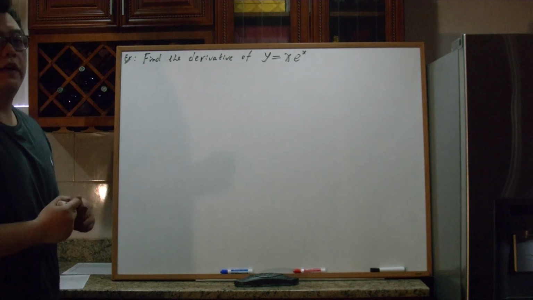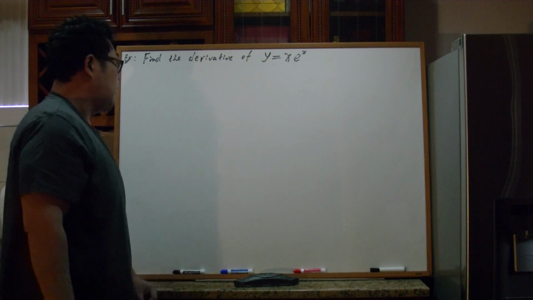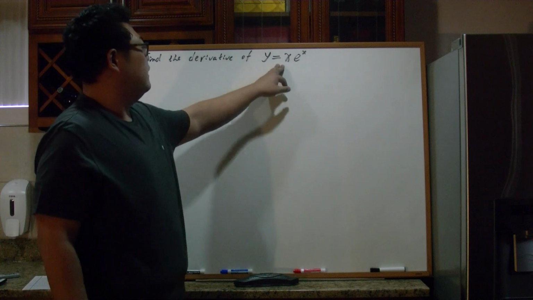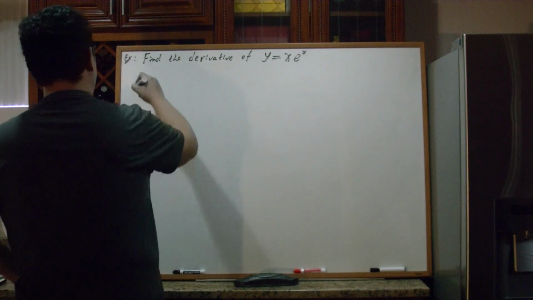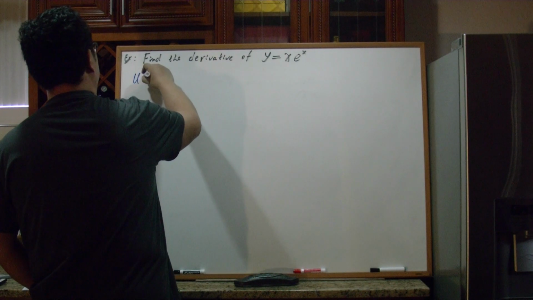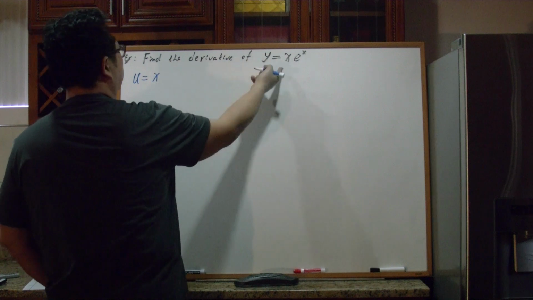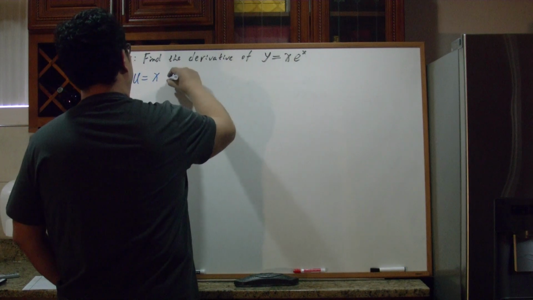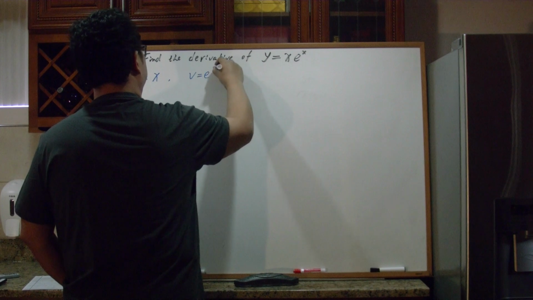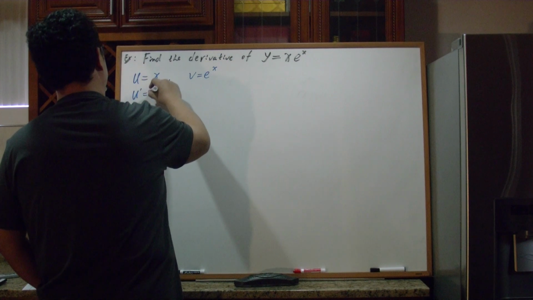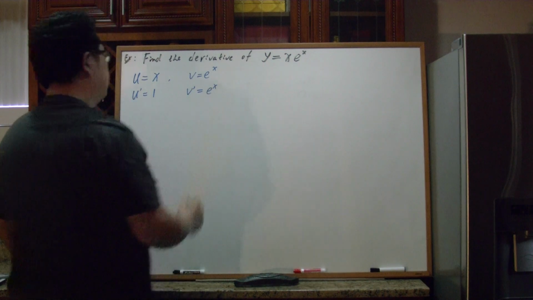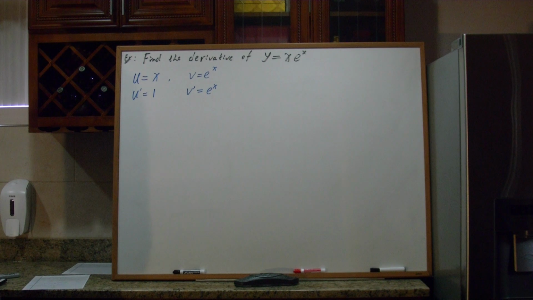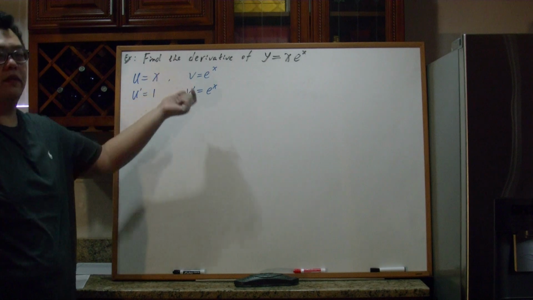Find the derivative of y equals x e to the x, which is a product of x times e to the x. Right, so still we have to use the product rule to identify them. Why? We have the product of x and e to the x. Therefore u prime is the derivative of x, v prime is the derivative of e to the x, which is e to the x as well. Right? The derivative of x is 1, derivative of e to the x is e to the x.